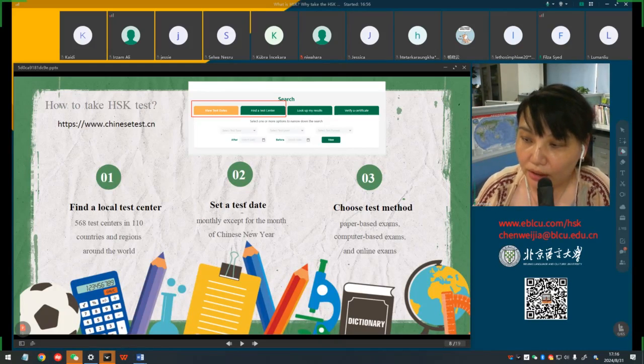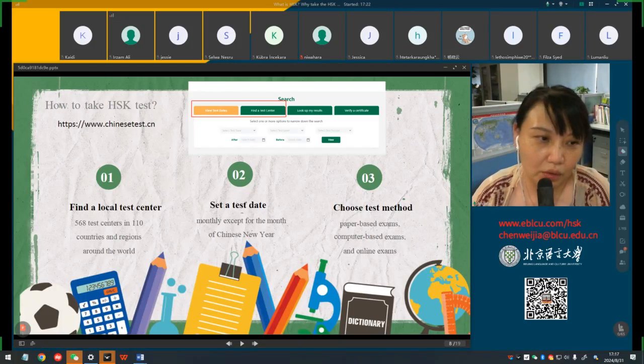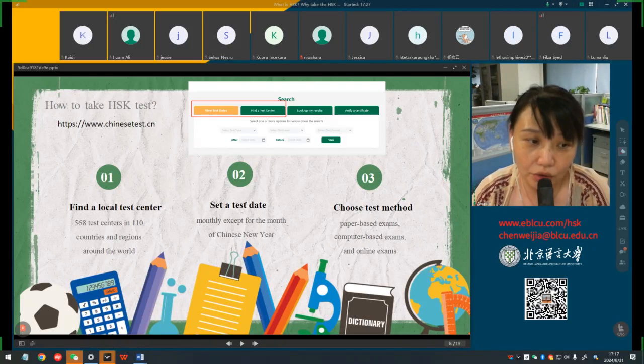Exam registration cannot be conducted across borders, so you need to take the exam at your local exam center, where you are resident right now. Even for online exams, registration at a local exam center is required. The HSK exam has more than 500 test centers in more than 100 countries and regions around the world. So I believe you can find a test center near you.